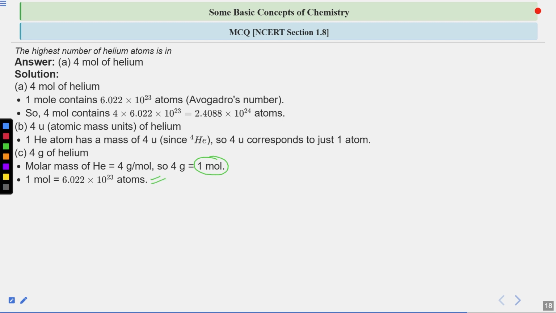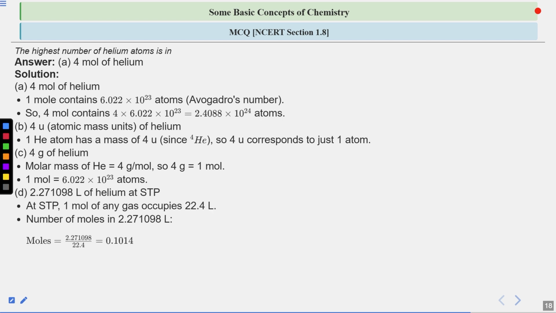Last option, it is 2.271098 liter. So we know that 1 mole of a gas at STP has 22.4 liters. Therefore, in 2.271098 liter, there will be 2.271098 by 22.4 moles. That is 0.1014 moles.